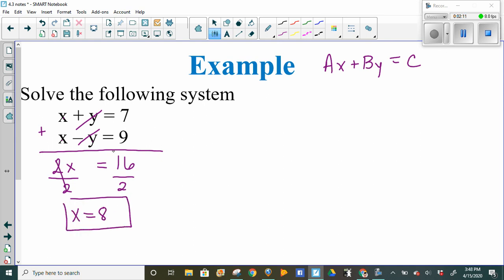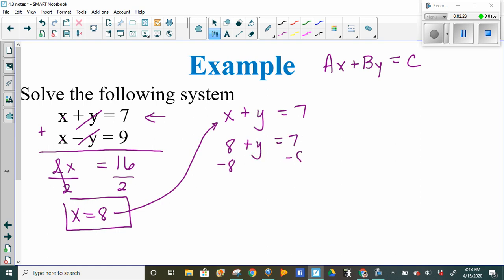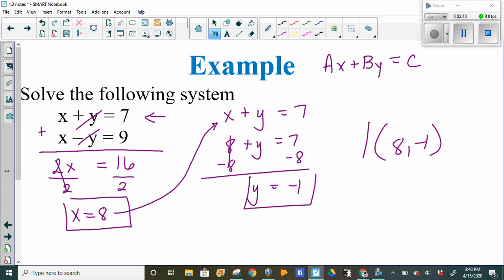Well, now that I know what x is, you can choose whichever equation you like best and plug it back in. So I'm going to use the first one, x plus y equals 7. Since x is 8, I'm going to replace x with 8. 8 plus y is 7. So now I'm going to subtract 8 from both sides, and y equals -1. So that means my solution is 8, -1.